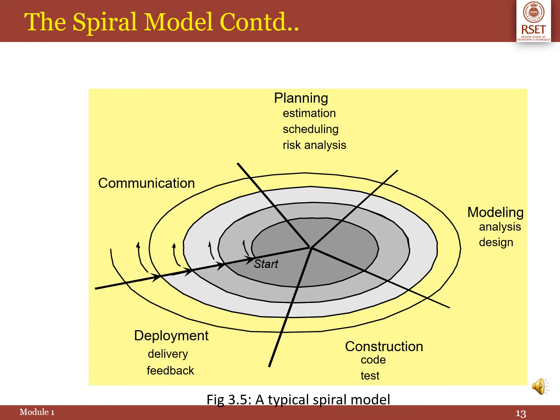The given figure shows the spiral model. A spiral model is divided into a set of framework activities defined by the software engineering team. Each of the framework activities represents one segment on the spiral path. As this evolutionary process begins, the software team performs activities that are implied by a circuit around the spiral in a clockwise direction, beginning at the center. Risk is considered as each revolution is made.